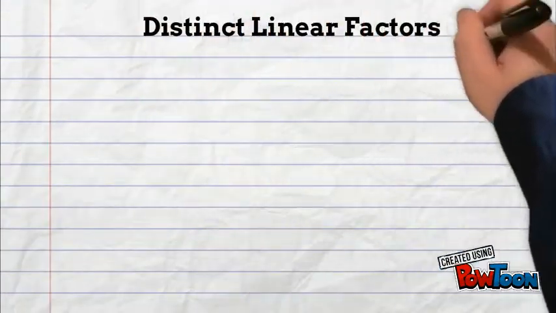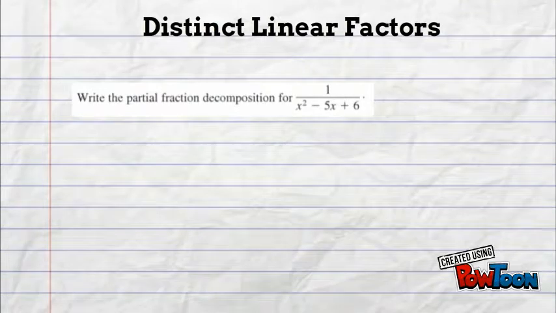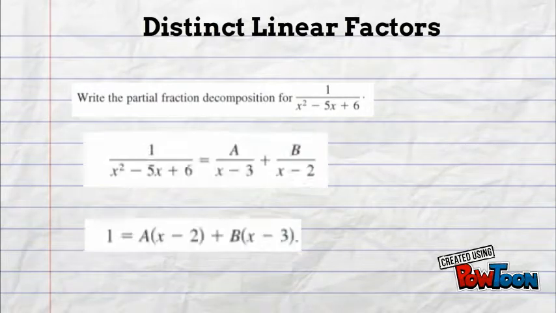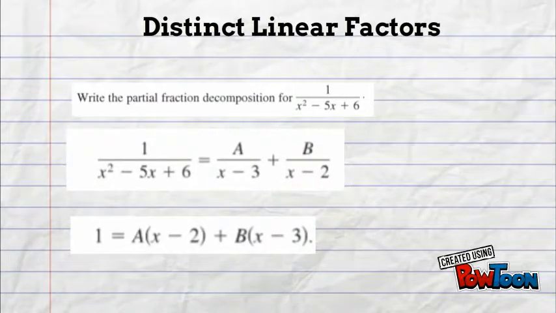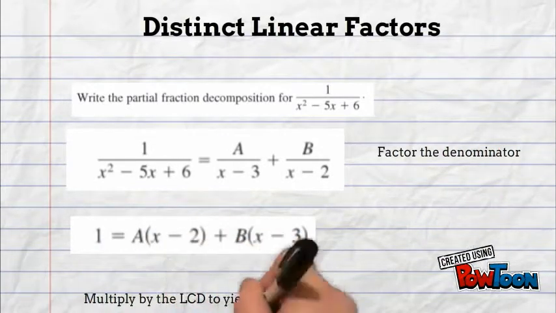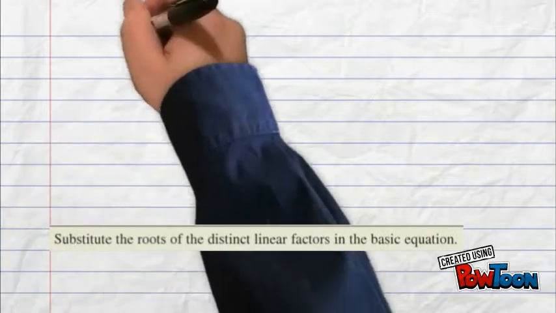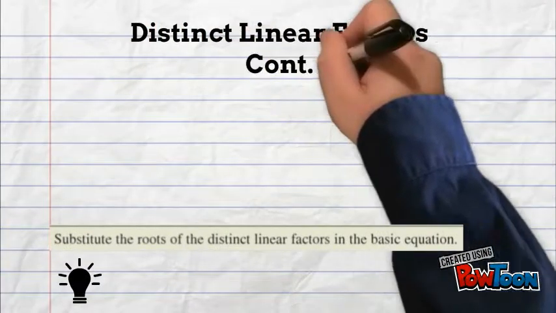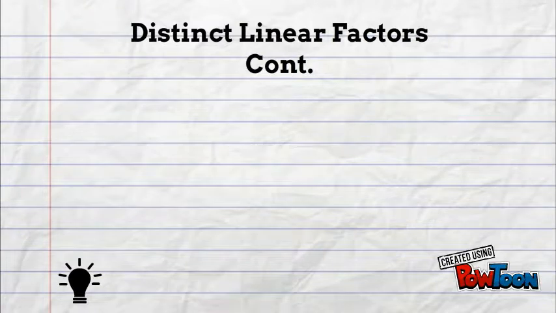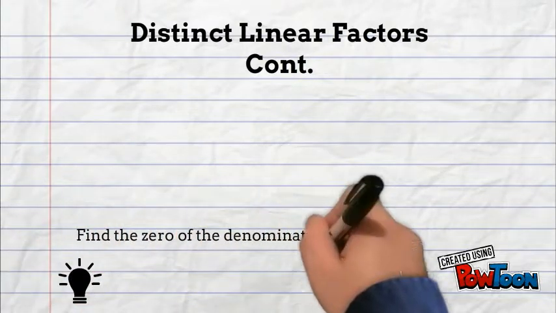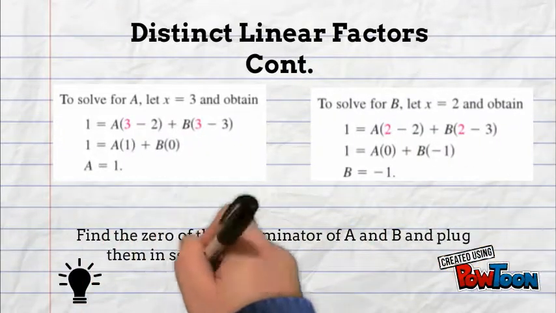Let's look at the following partial fraction decomposition problem. Our first step is to factor the denominator. We should include one partial fraction for every factor found. Afterwards, we're going to multiply both the left and right side by the least common denominator to find what's called the basic equation. We have to find the zeros of both A and B. For each of their respective values, we plug them in separately to solve for A and B, which gives us our final answer.